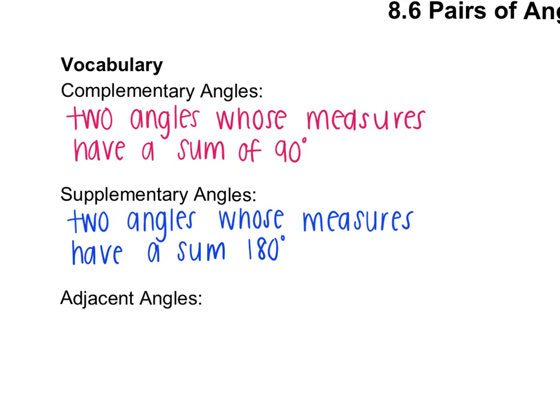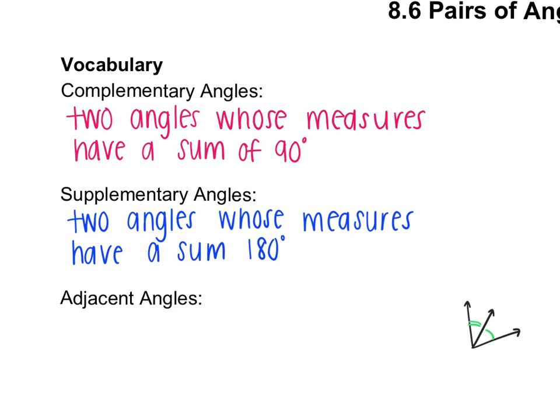Specifically, they share a common vertex and a side. So for example, if I draw an angle here and an angle here, although these two angles are next to each other, they're not adjacent because they don't share a side. They would have to look like this here and here. These two angles are adjacent because they share a side and a vertex. So adjacent angles are two angles that share a common vertex and side.